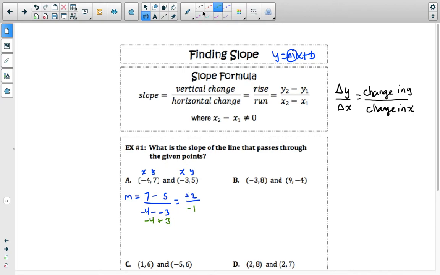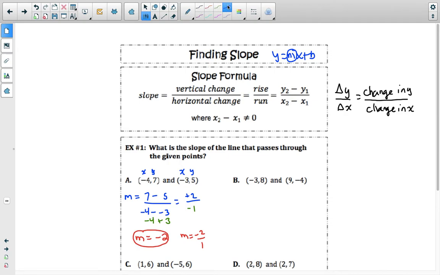Now we want to simplify this and say that a positive 2 divided by a negative 1 is equal to a negative 2. Our slope is negative 2. We could also notice that this would be a negative 2 divided by 1, so we can see our change in y over our change in x. That means that we will change our y values by decreasing by 2 as the x's increase by 1.